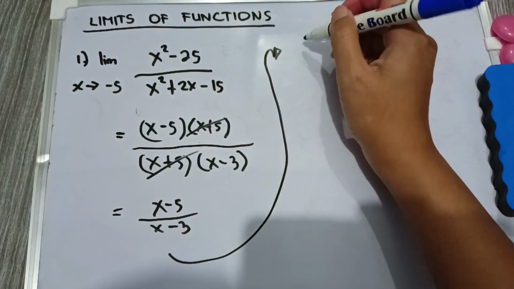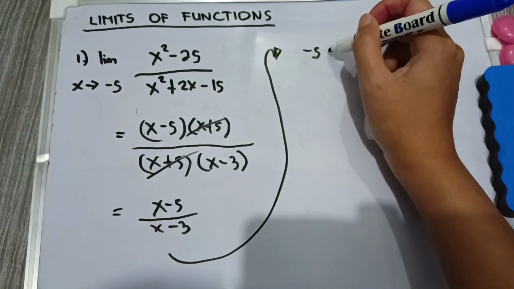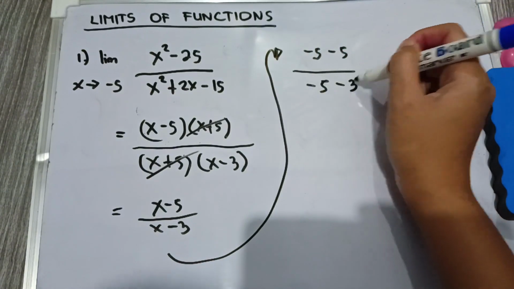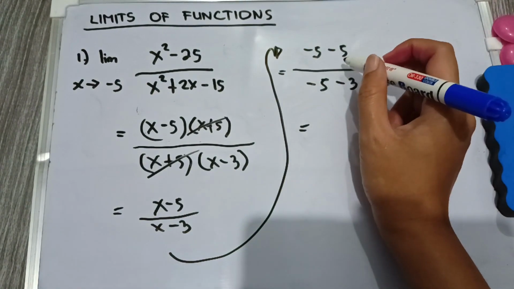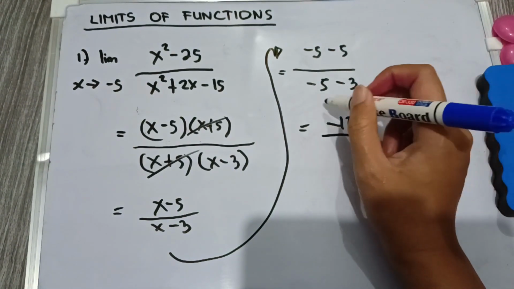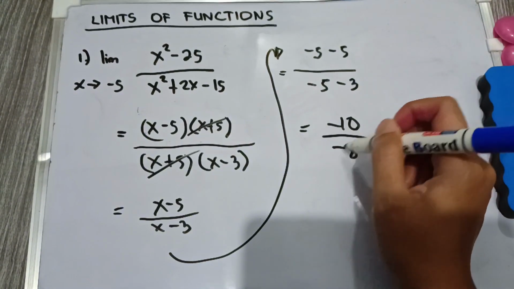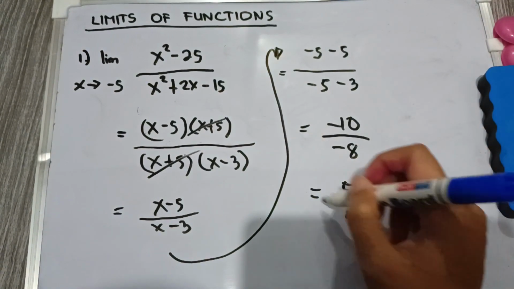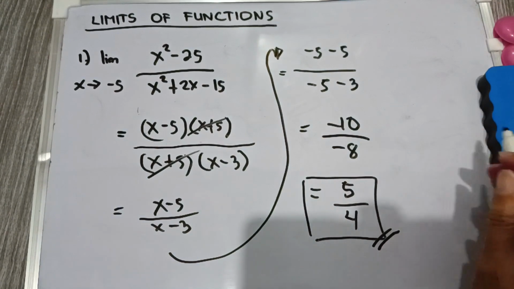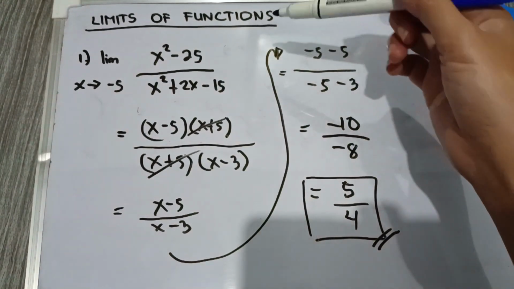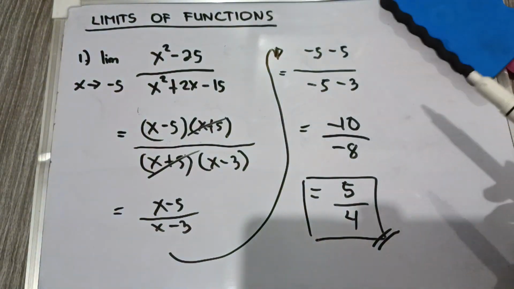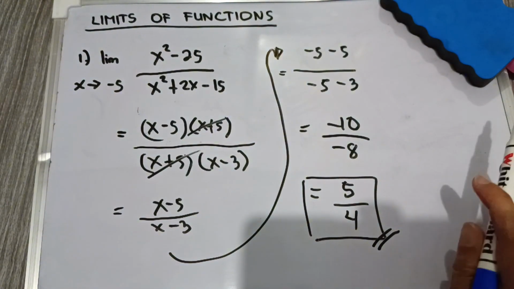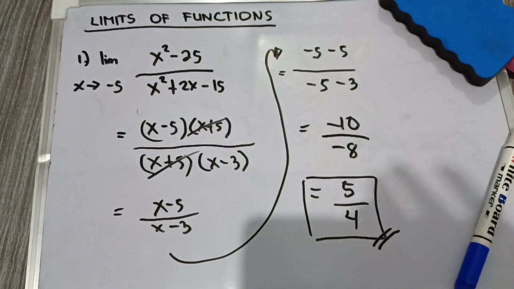Let's come up in here. That is negative 5 minus 5 all over negative 5 minus 3. Negative 5 minus 5 is negative 10, and negative 5 minus 3 is negative 8. Simplify, so we cancel the negative sign, that is 5 over 4. So the value of x squared minus 25 over x squared plus 2x minus 15 as x approaches negative 5 is 5 over 4. That is the answer.